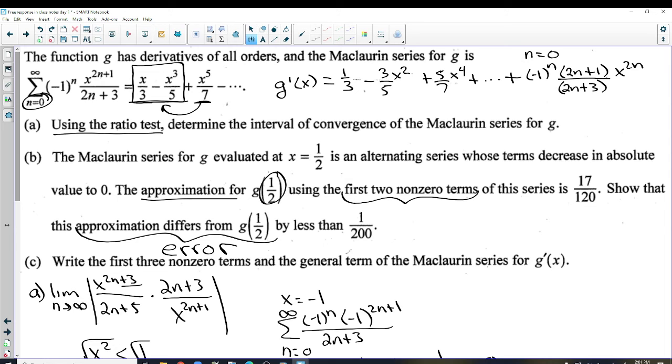But what would we do with that power there if we took the derivative? Wouldn't we multiply it down in the front? And then what would it be if we reduce that by 1? 2n. See it? It works. I mean, it better work, right? Okay.